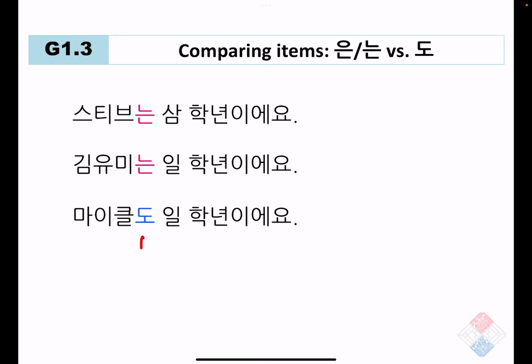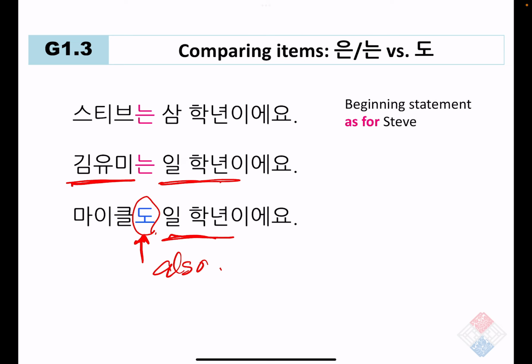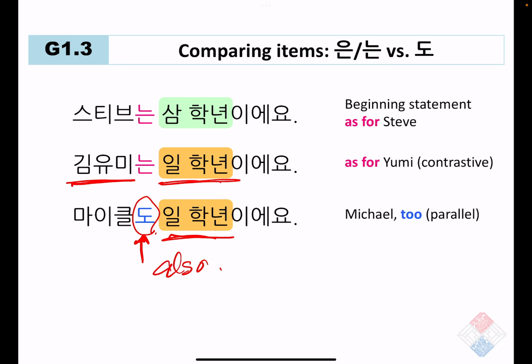And then 도 is used, as we talked about, to mean "also." So 김유미는 1학년이에요. 김유미 is a freshman, but Michael is also a freshman. So we would use the particle 도 to indicate he's also a freshman. As for Yumi, Michael too, parallel. 스티브는 3학년이에요. But we wouldn't use 도 here because 김유미는 1학년이에요. So he's third year, she's first year, very different.